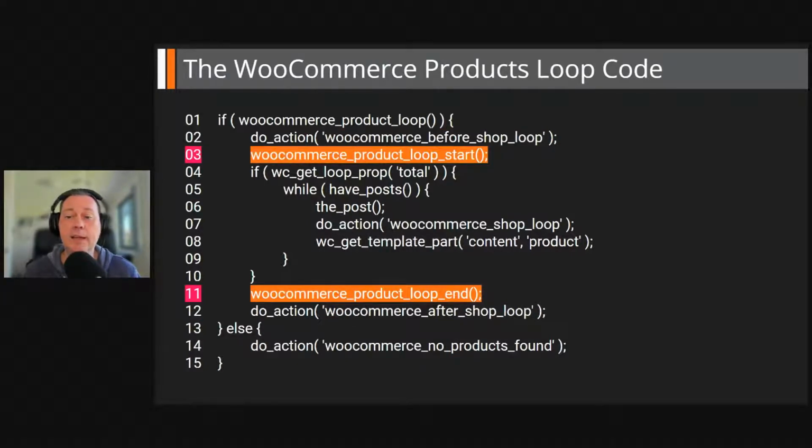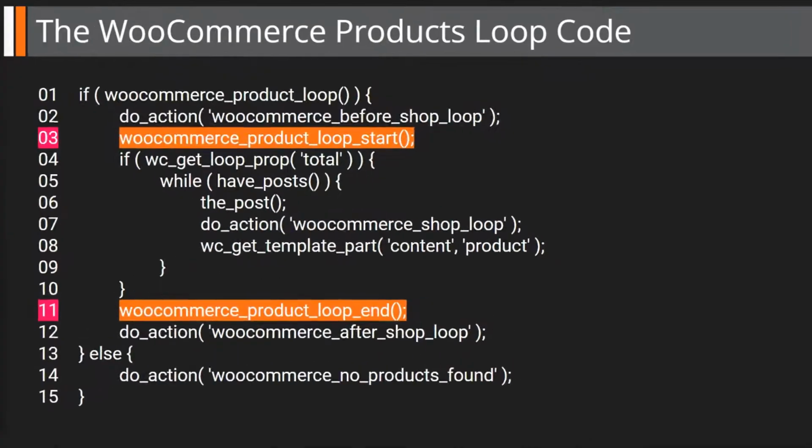Okay, so inside that, we have lines 3 and 11. They start and end the WooCommerce product loop respectively.